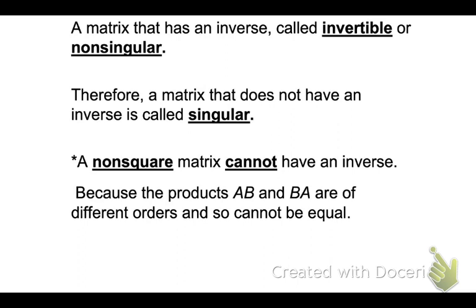Now, watch, I don't know if some of your directions use those words. And a non-square matrix cannot have an inverse. I've already said that only square matrices have inverses. So now I am telling you a non-square matrix absolutely cannot have an inverse, because we know that the product of AB times BA would not be the same even if it worked, right? So, cannot. No.